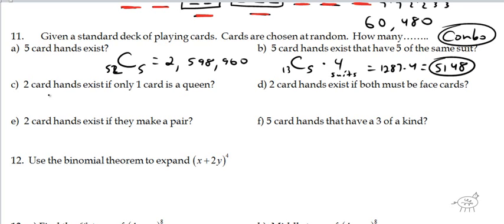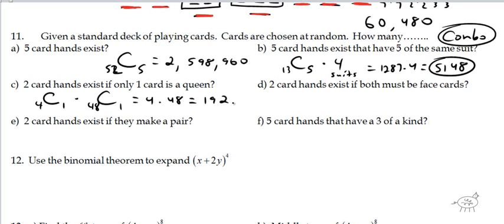Okay. The next one, how many 2-card hands exist if only 1 card is a queen? So think about it. 1 card's a queen. I have 4 queens to choose from. That's why the 4 is there, and I'm picking one of those. All right, and what are my other possibilities? Well, if there are 52 cards total, I now have 48 to choose from, and I'm picking one of those. So I get 4 times 48, which is 192. Okay, remember that left number is the total number I'm picking from. That right number is how many cards I'm picking.